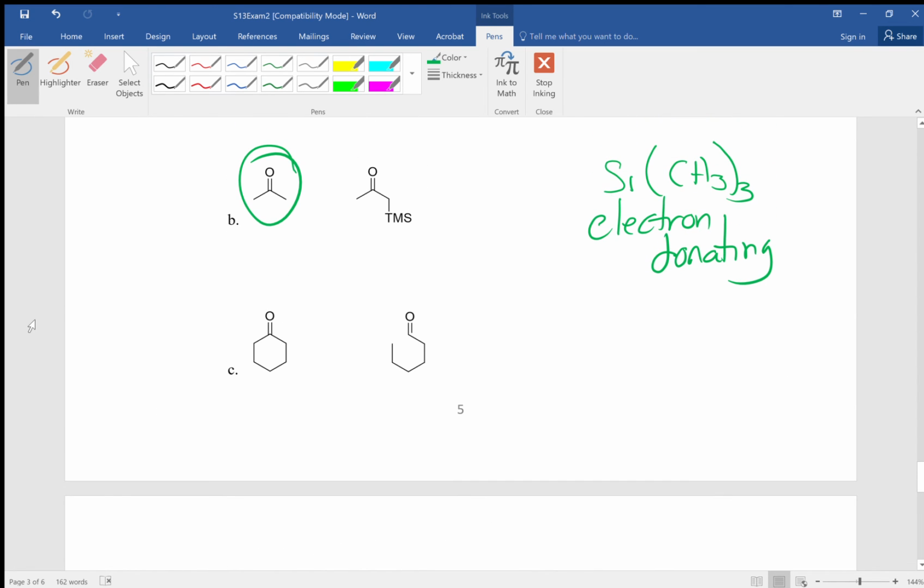And our final part, part C here, we have a ketone versus an aldehyde, and we know that in general aldehydes are more reactive, and that's due both to sterics, that we only have 1 carbon group compared to 2, but it's also true because we only have 1 electron donating group in terms of carbons compared to 2. So all other things being equal, the aldehyde will in general be more reactive than the ketone.